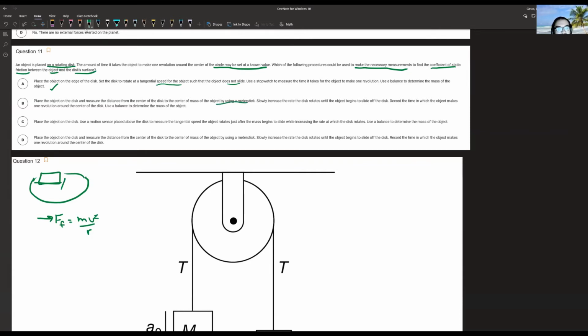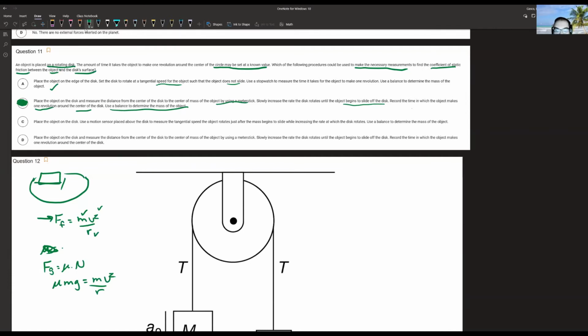Slowly increase the rate of the disk until the object begins to slide off the disk, and then record the time in which the object makes one revolution around the center of the disk, and then use the balance to measure the mass of the object. So I'm going to say that B is our best answer choice here. But we need to find a way to get m, v, and r. The force of friction is mu times the normal force. So that's going to be mu mg for an object on a platform is mv squared over r.